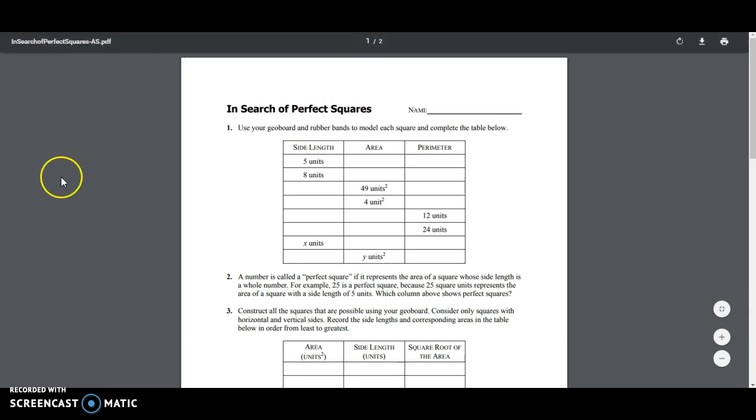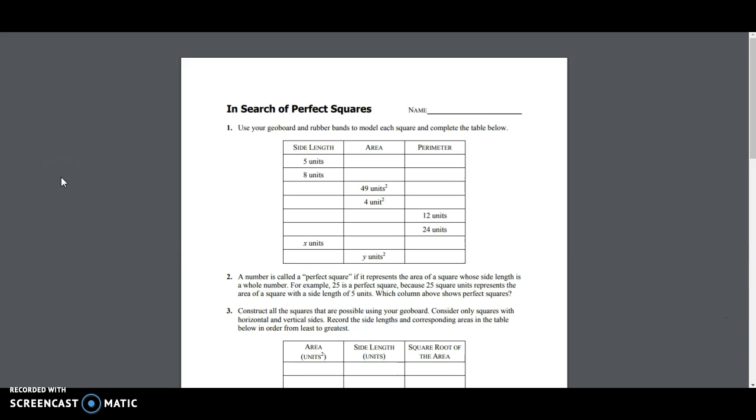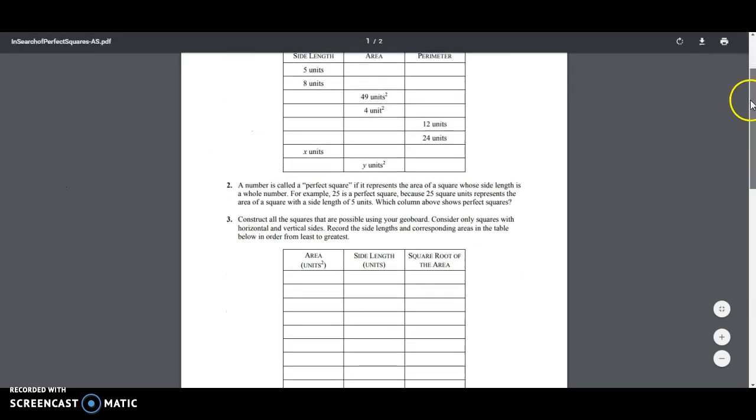So, the answer for this, we have to look at the columns and see what they represent. Now, we showed before that 3 times 3 is equal to 9, and 9 is our perfect square. So, if we look at 49 square units, in order to get the area of that, we would need to multiply 7 times 7, and those would be our side lengths for it. So 7 times 7 is equal to 49, so 49 is a perfect square. So that means that each of the areas in these columns represent the perfect squares. All right, we're going to move on to the next question.